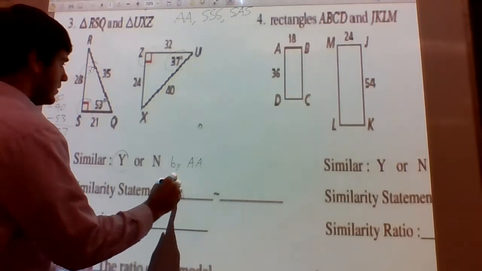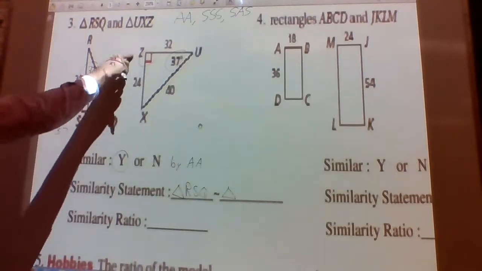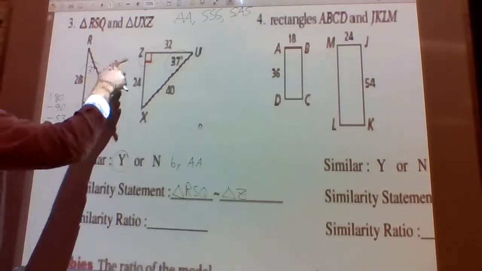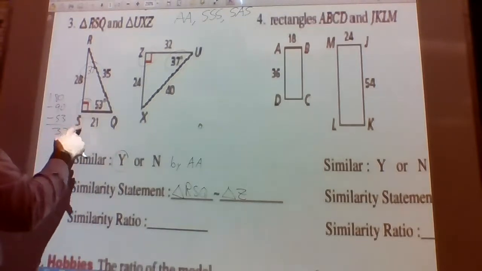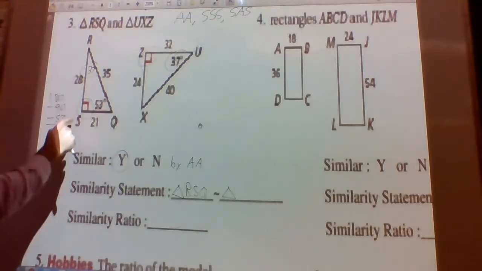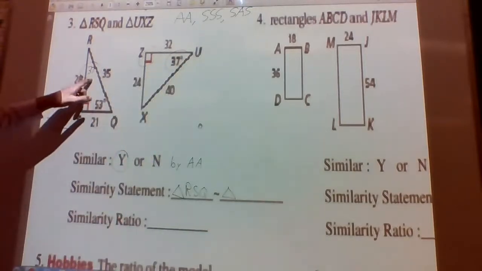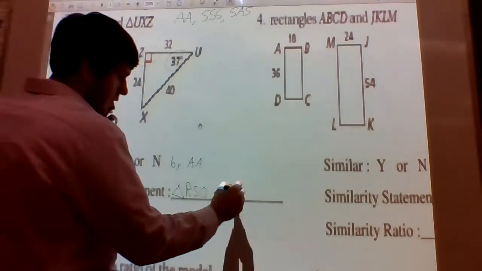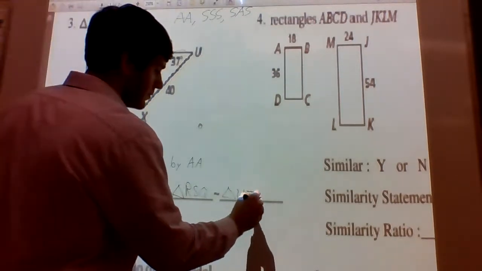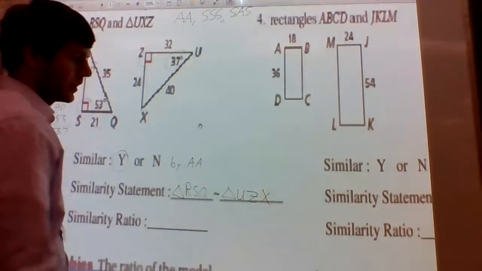Triangle RSQ is similar to triangle. What corresponds with R? It's going to be U. Our angle R is 37 degrees, angle U is 37 degrees. What corresponds with S is Z. Then what corresponds with Q is X. We only need 2 angles. We know it's congruent.